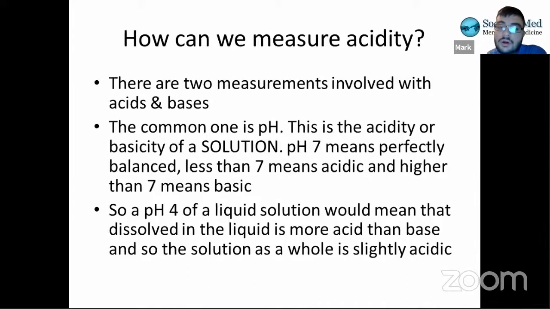A liquid solution of pH 4 would mean that what's dissolved in the liquid is more acid than base, and so the solution as a whole is slightly acidic. It doesn't mean that there's only acid in the solution, right? It could mean that there's acid and there's base, and when you combine all of that together, overall it's more acidic, and so you get an acidic solution.